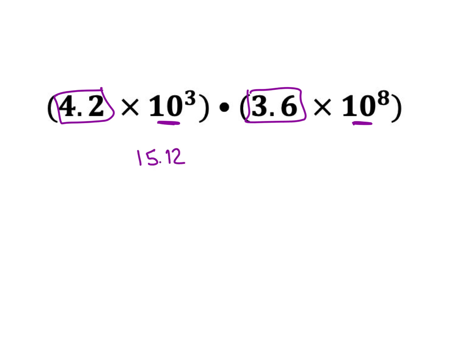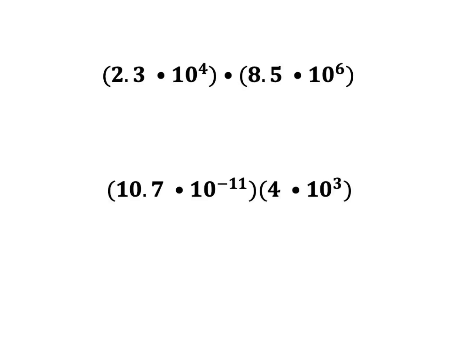And then instead of multiplying these out, I'm going to add the exponents. So I got times 10 to the 11th power. Okay, so if I do that again, all I'm doing is taking the decimals, 2.3 times 8.5, and I get 19.55 times 10 to the 10th power.